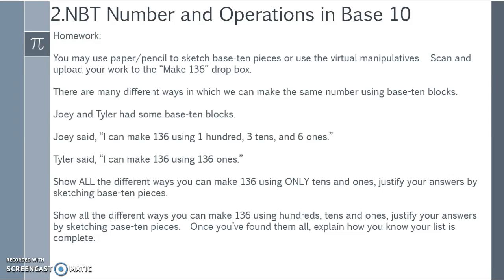Show all the different ways you can make 136 using hundreds, tens, and ones. Justify your answers by sketching the base 10 pieces. Once you've found them all, explain how you know your list is complete. Then scan and upload to the Make 136 Dropbox.